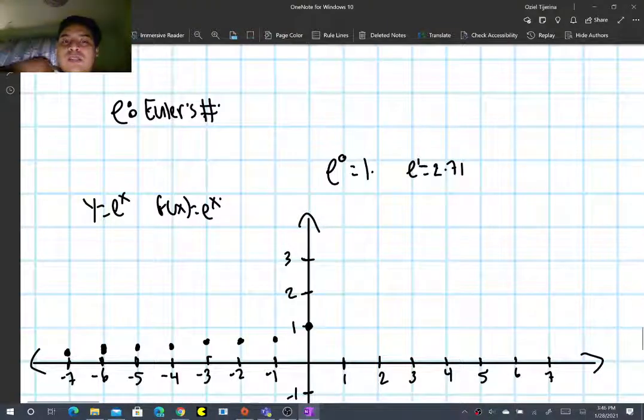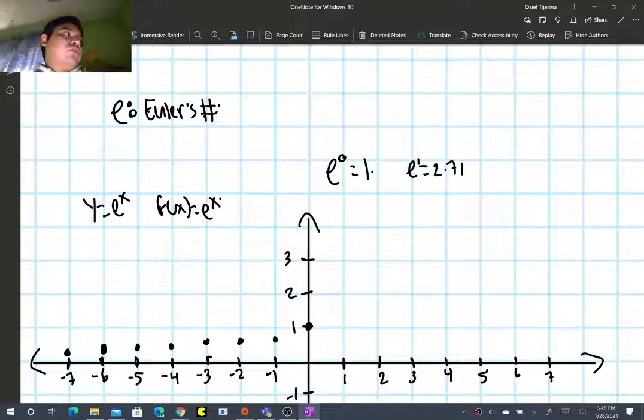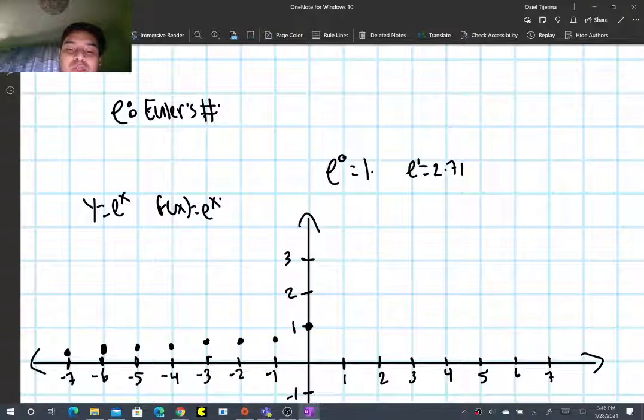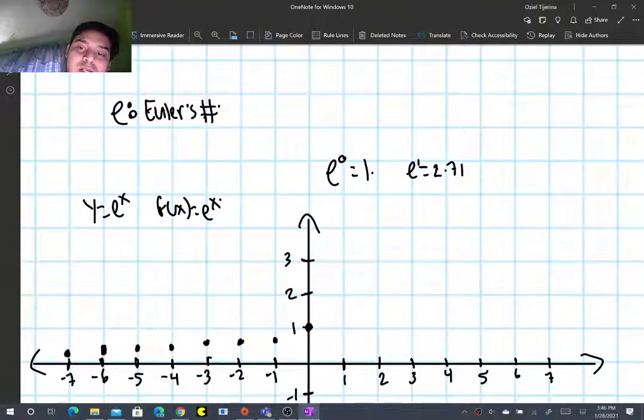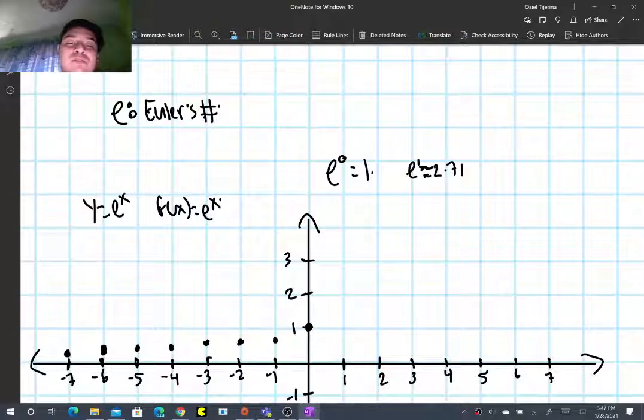Because it just tells you who created it. I forgot the full name of who created it, but his last name was Euler. That's why he kind of discovered it. And so it is approximately 2.71. That's what the number approximately equals.